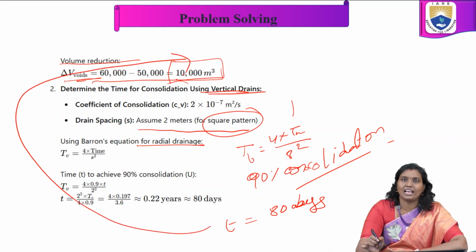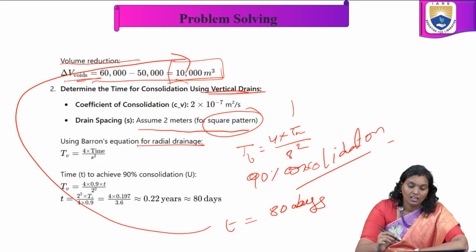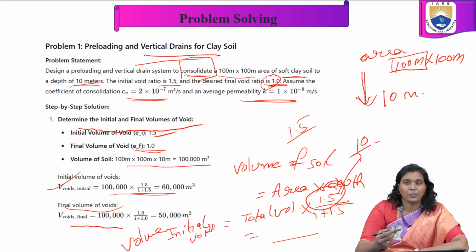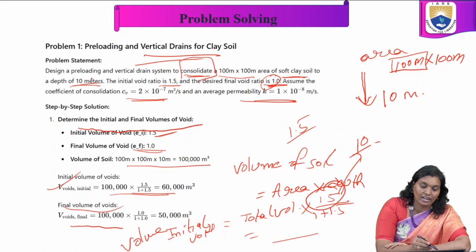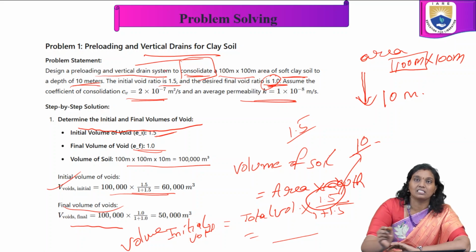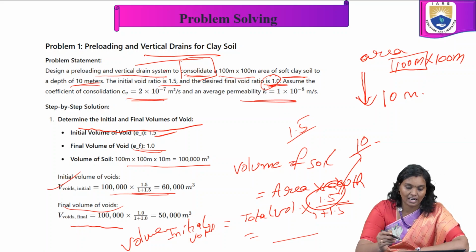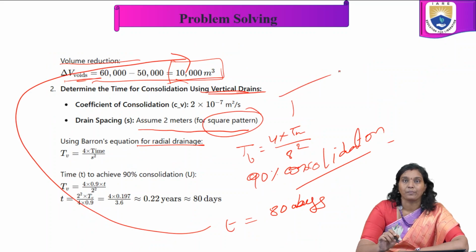So for getting this, we are going to understand whether it is suitable or not for the required project. It depends upon the various parameters. Now here the problem statement: we design a preloading and vertical drain system to consolidate. Here, for these vertical drain systems, how much time is required? So we are doing this problem statement.